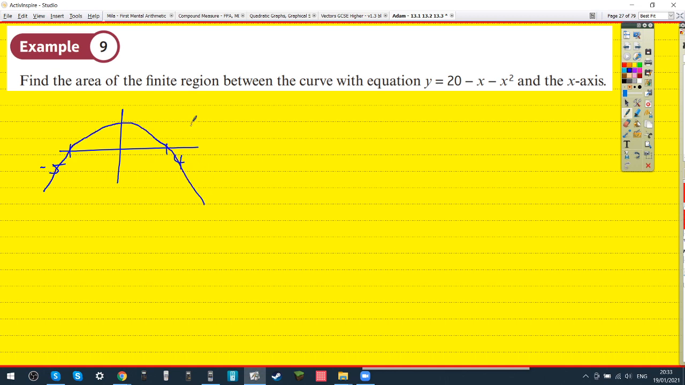So this is roughly what the curve looks like. And so they want the area of the finite region between the curve and the x-axis. Okay. So what are we integrating between? 4 and minus 5. So would it be 4 on the top and minus 5 on the bottom? Yeah. So what would the equation be? 20 minus x squared.